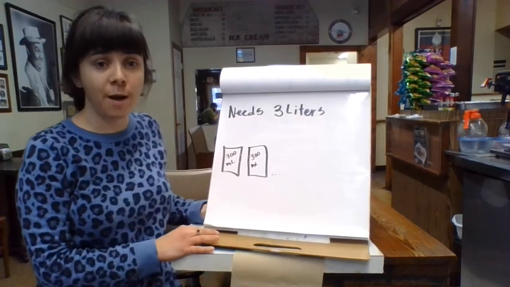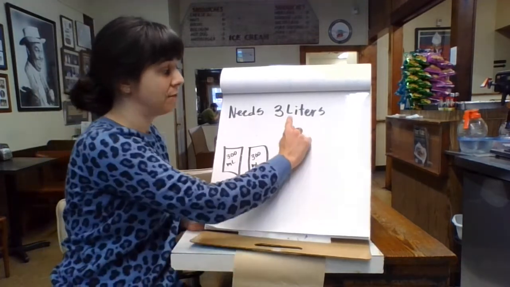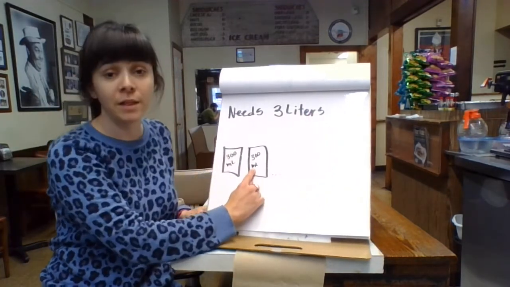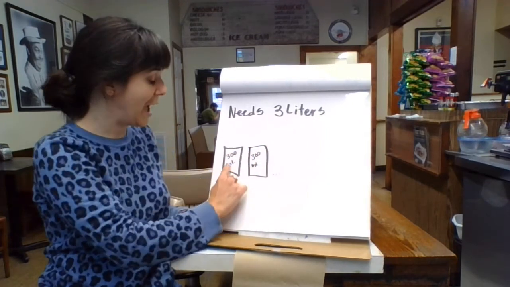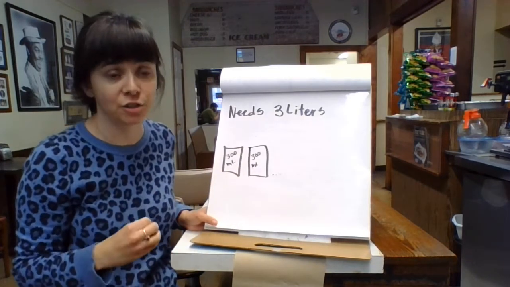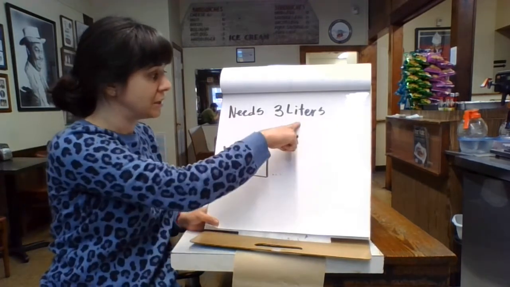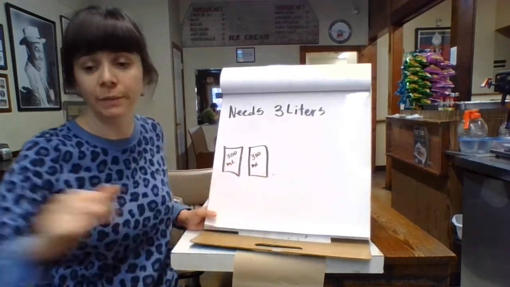You can do this problem a couple of different ways, but the problem is I have liters here and I have milliliters here. So she needs this amount of liters. She has cans in milliliters. We have to make those units match. So you could convert milliliters to liters or liters to milliliters. I converted liters to milliliters.